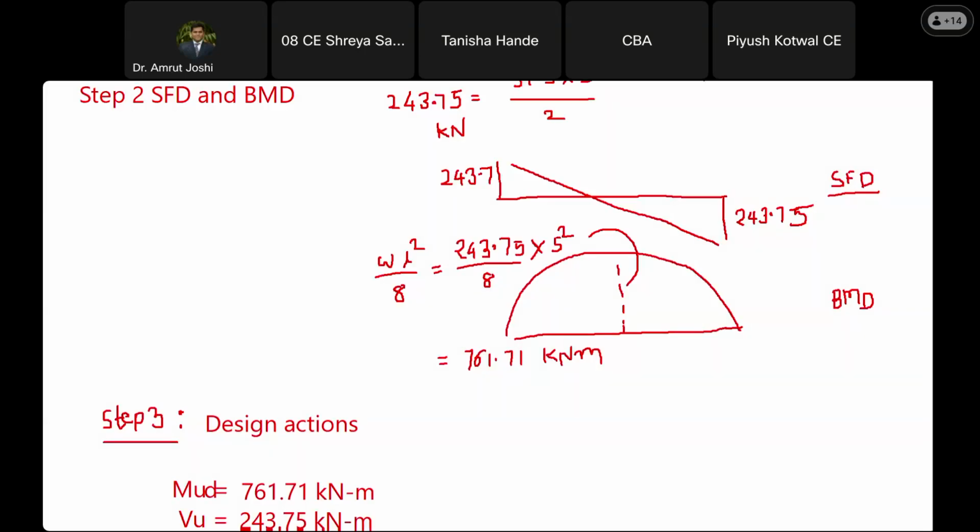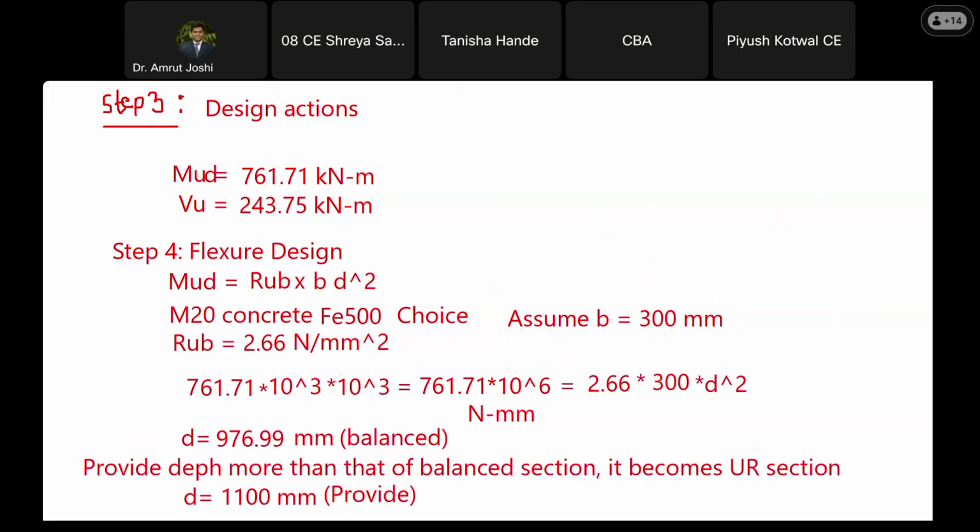So now we have decided how much depth that we are going to provide. The depth that we are going to provide is how much? 1100 mm. Are you with me? Yes, sir. So now step number 5. Once I decide that I am going to provide the depth of 1100 mm, the next question that I am going to ask is how much area of steel is required on tension side. So calculation of AST is the next step. So what is AST? Area of steel to be provided on tension side. Happy? Yes, sir. Are you with me?